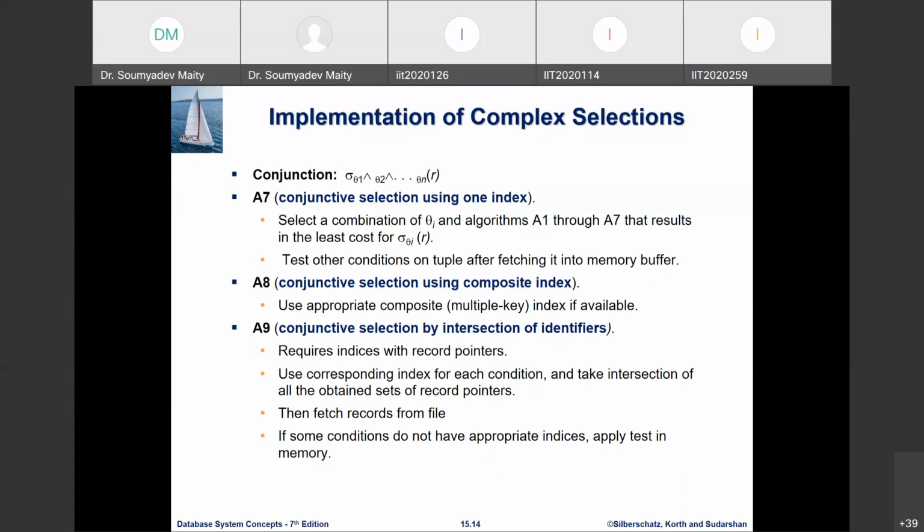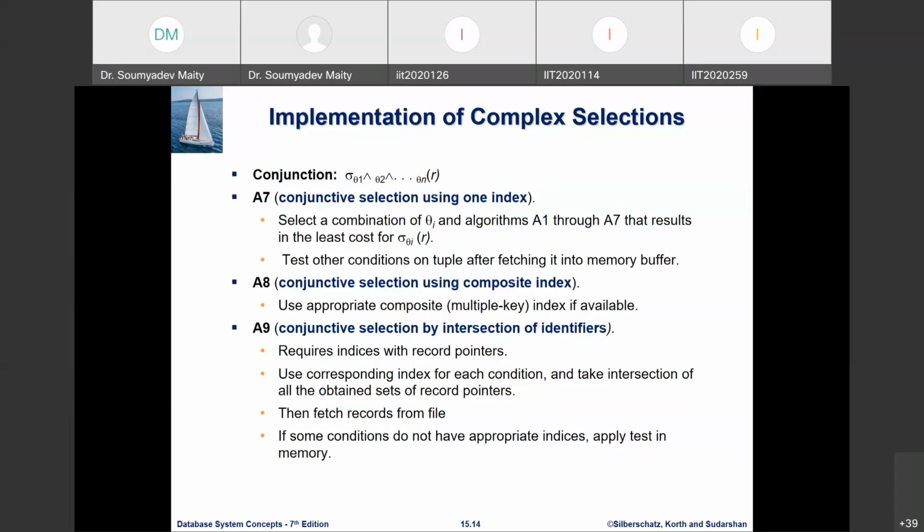If they do not pass theta 1, definitely they will not come in the result. Or they do not pass theta 2, so they will not come in the result. So if an index is available only for, suppose, theta 1 and theta 2, take the advantage of only those two indices at least to filter out the records, the record pointers, and fetch the records only after applying the filtration with the help of the available indices. And then check whether the other conditions are satisfied or not, but that will be an in-memory check. You do not have to do any more block access.